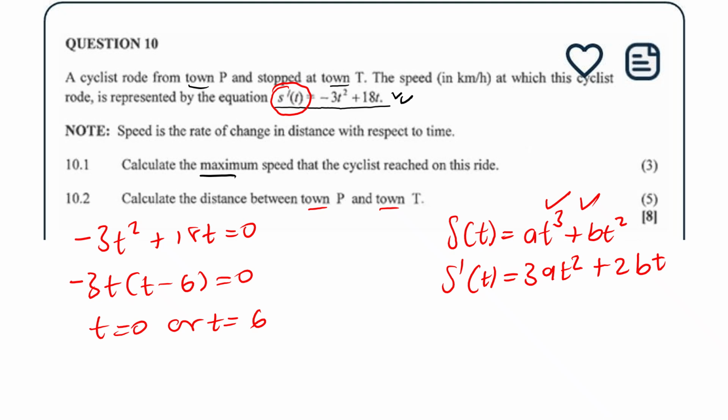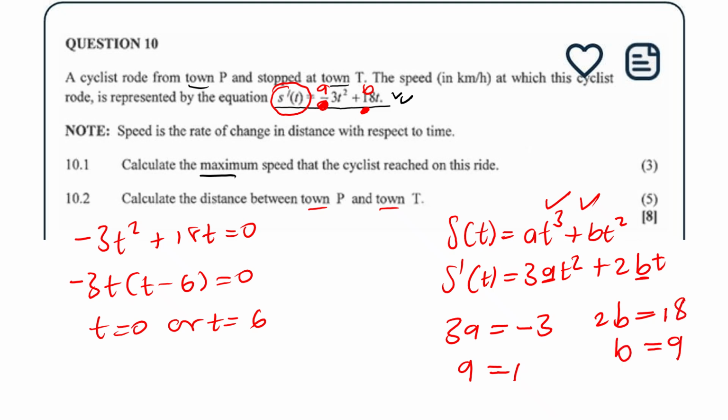Right? For us to solve for a and b, we can say 3a is equal to what? This minus 3. 3a is equal to this minus 3. Remember, this is at squared plus bt, right? Therefore, our 3a is equal to minus 3. Therefore, now our a is equal to minus 1. We can say 2b is equal to this, which is 18, right? 18. Therefore, our b is equal to 9. Very good.